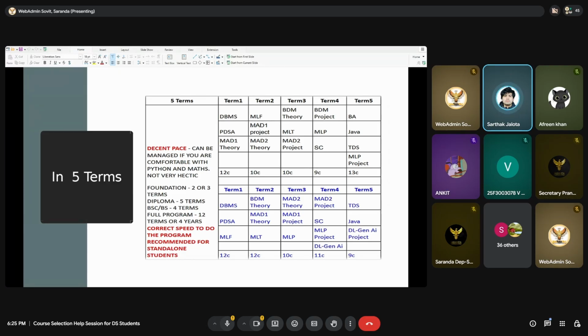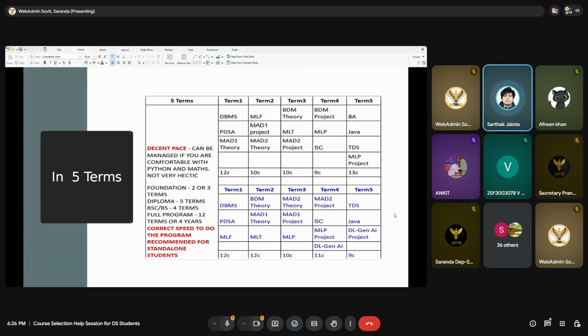So I will go directly for the DL Gen AI path here, because not a lot of people are doing the PDM path. So in this case, doing DBMS, PDSA, and MLF. So whatever is the case, please do MLF in the first term if you are taking the DL Gen AI path.